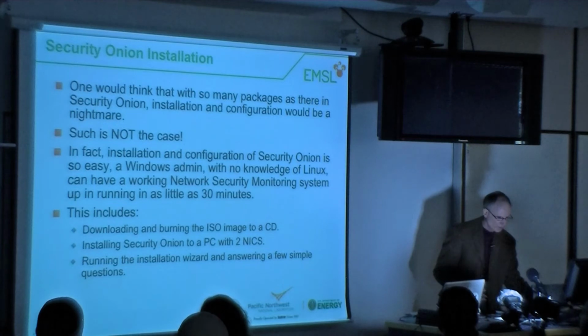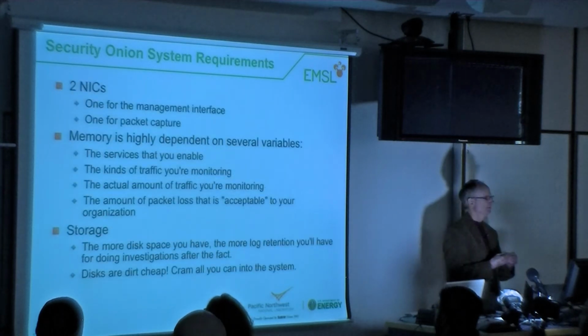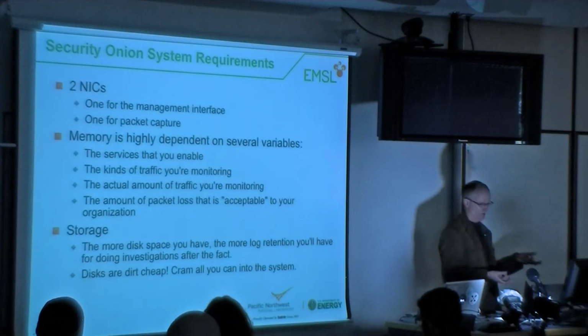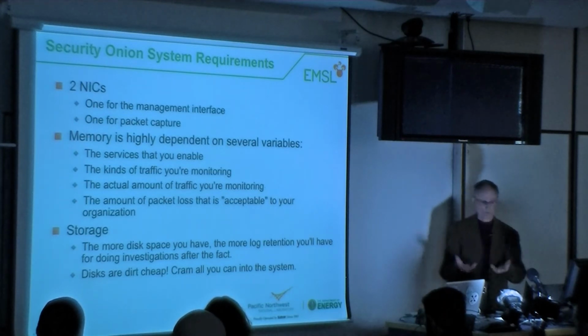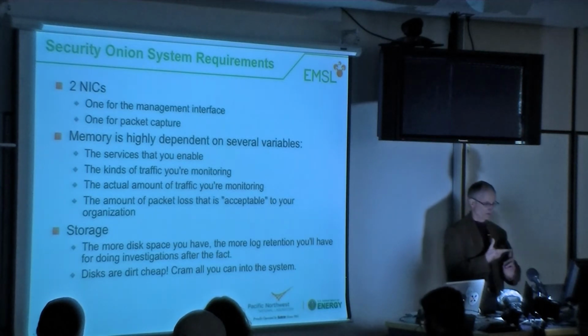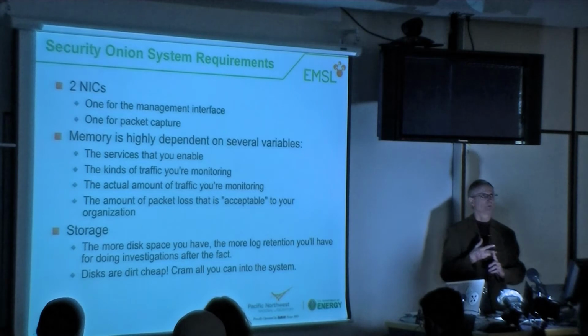So, what do you need to have a network security monitoring system based on Security Onion? Well, first of all, you need two NICs. You need one for your management interface, and you need one for packet capture. That's all you need.